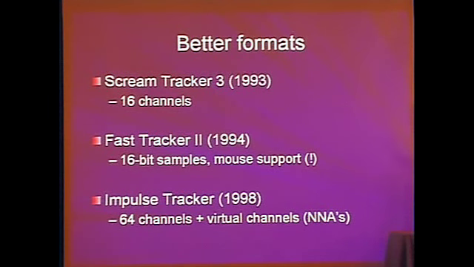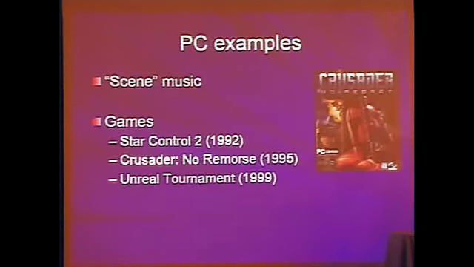And then later on, we get more modern things like Impulse Tracker, which supported 64 channels, virtual channels where you could actually cram multiple overlapping notes into a single channel, all just limited by how powerful your CPU was. And so with the PC came PC scene music. And also, you saw some games actually start to use the tracker format for the first time. And I'm going to play you some PC examples.